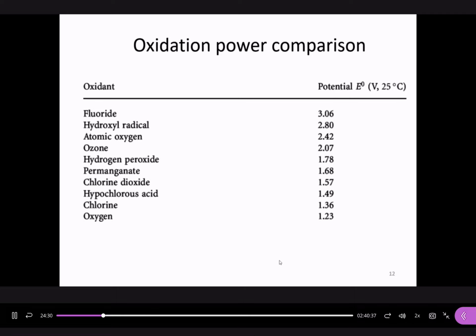Hydroxyl radical is a very strong oxidant. It is very short-lived, with a lifetime in milliseconds. So very short-lived, but very powerful. Some research is going on, but the major purpose is not to inactivate pathogens, but to degrade chemical contaminants. Hydroxyl radical.